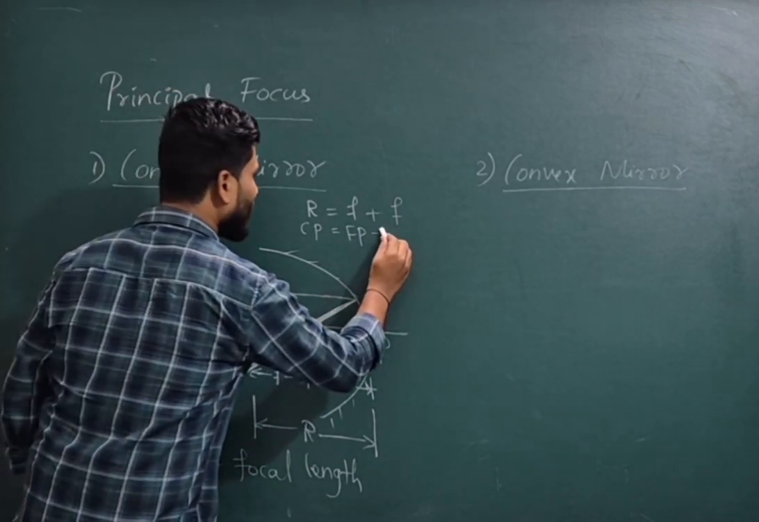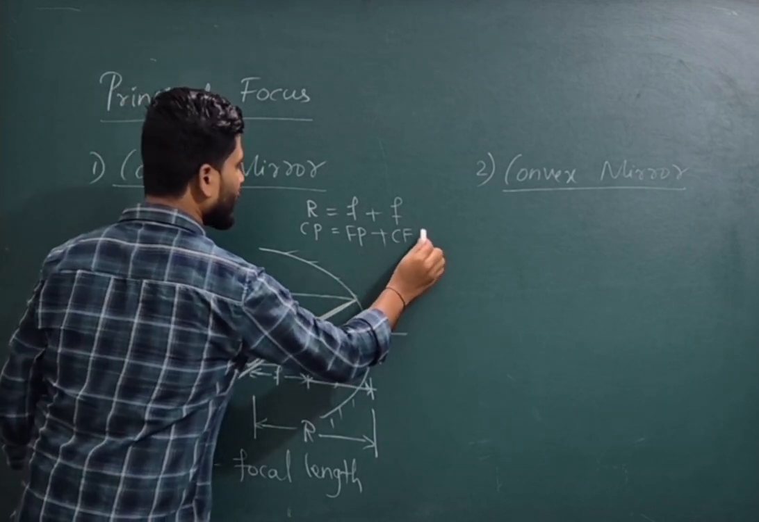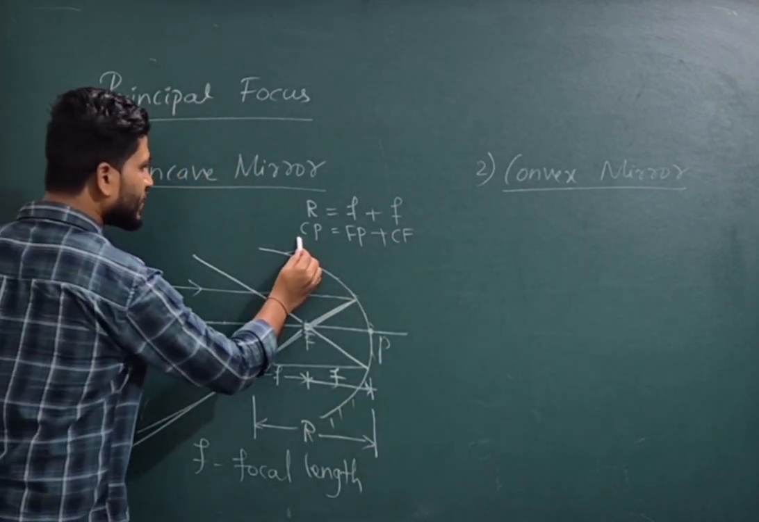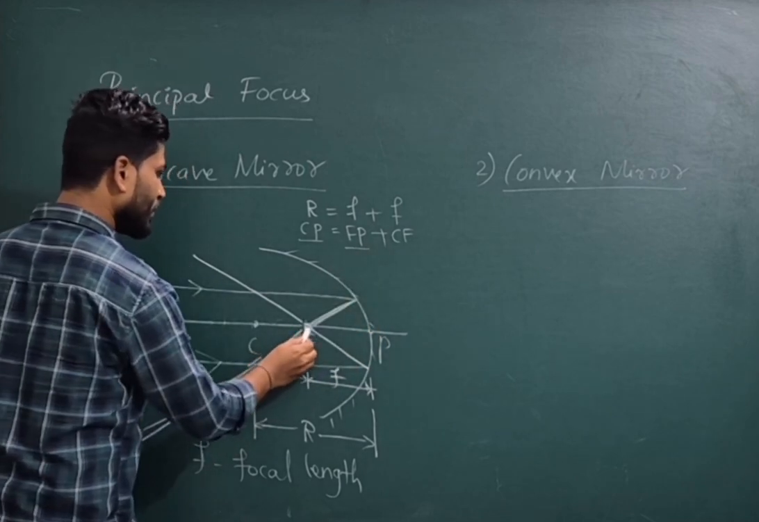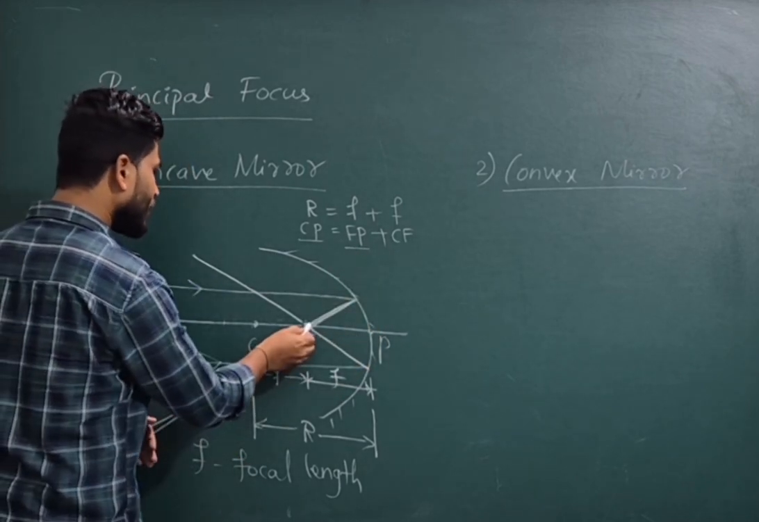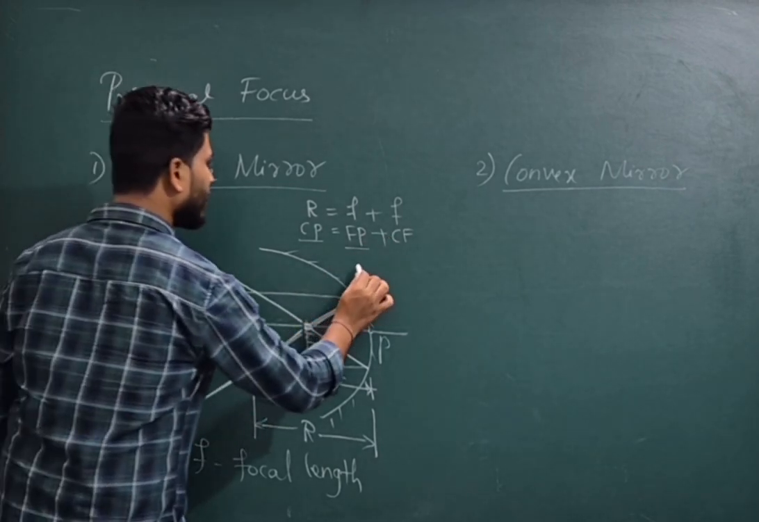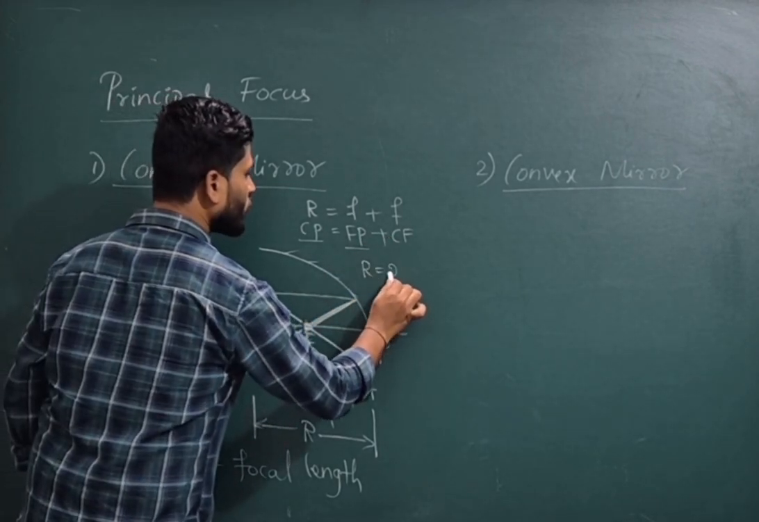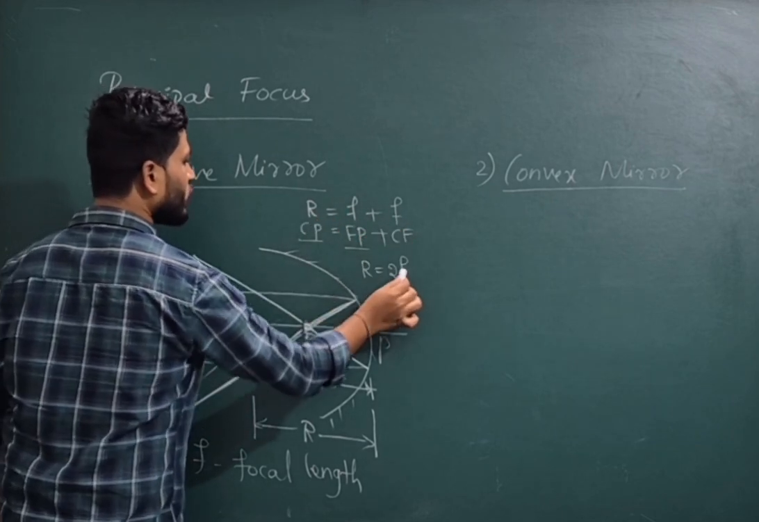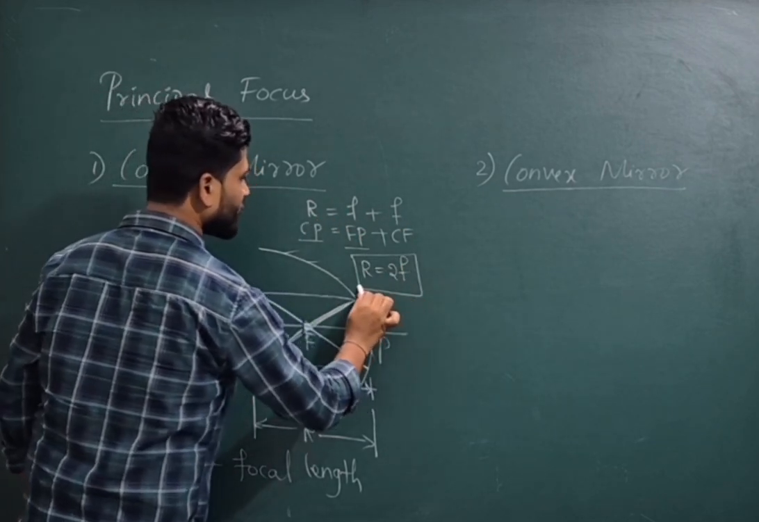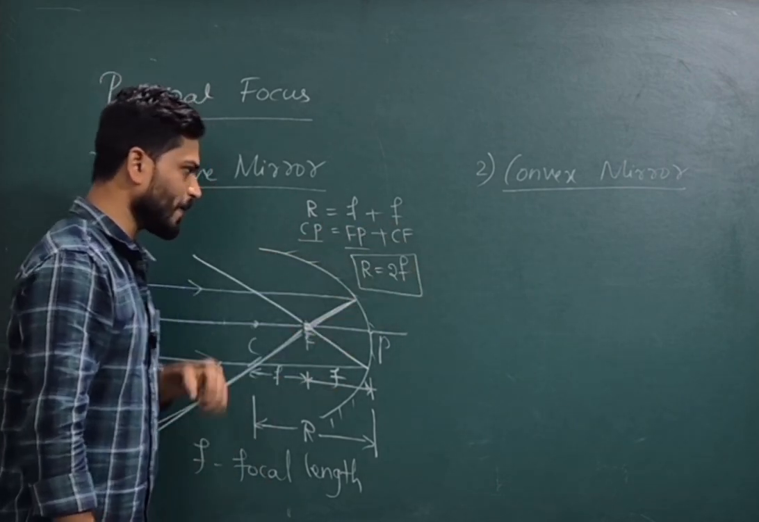That means CP equal to FP and FC or CF both. Okay. Finally, we can write R equal to 2F. R equal to F plus F. That means R equal to 2F. That means radius of curvature is nothing but twice the focal length.